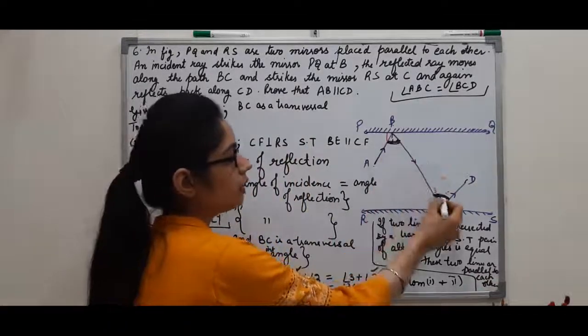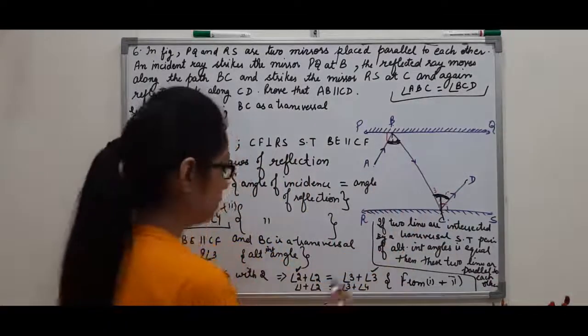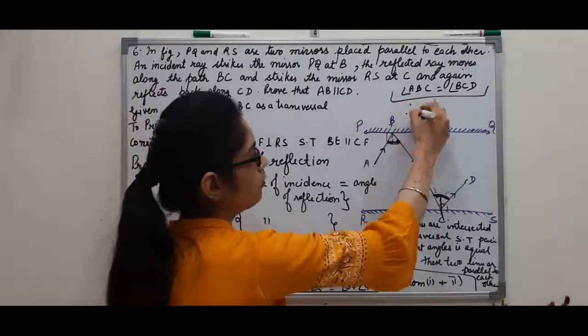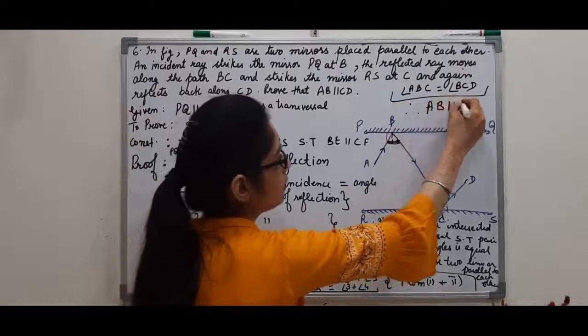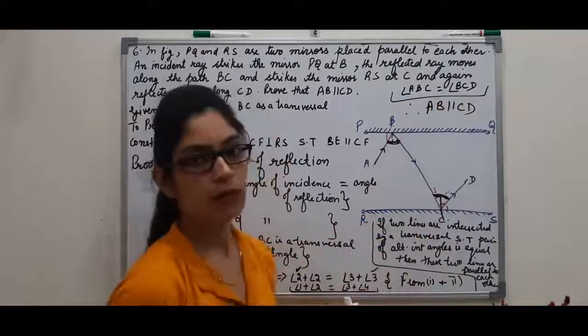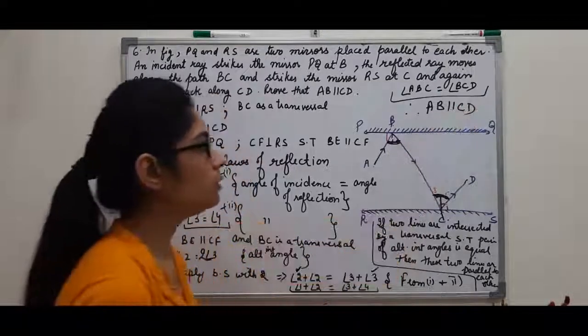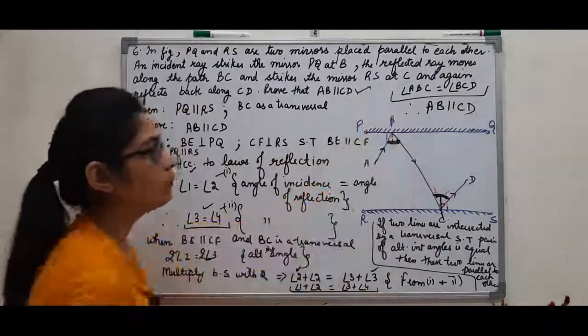So these two angles are making a pair of alternate interior angles and they are equal to each other also, due to which we can mention therefore AB is parallel to CD. So this full theorem you have to write as a reason due to which AB is parallel to CD. So this is what we had to prove.